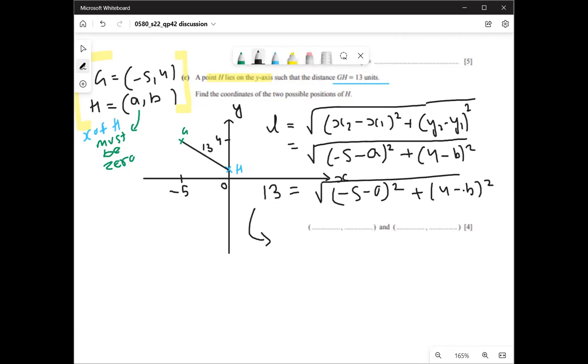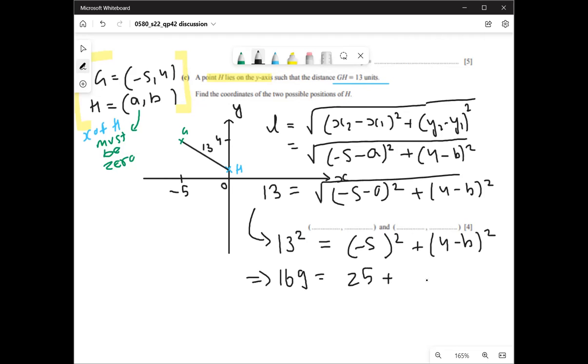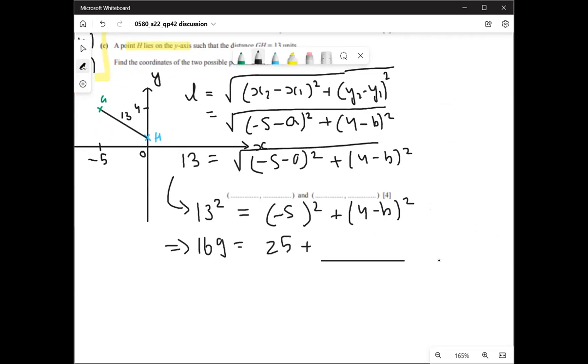Now what do I do after this? How do I find B? Solve the question. So how do I solve it? I take the square root to the other side. It will become 13 square is equal to minus 5 minus 0 whole square plus 4 minus b whole square. I don't have to write minus 0 now. So 169 is equal to 25 plus, now what do I put here? If I open the bracket, 4 minus b whole square, it's going to be 4 square plus b square minus 2 times 4b.